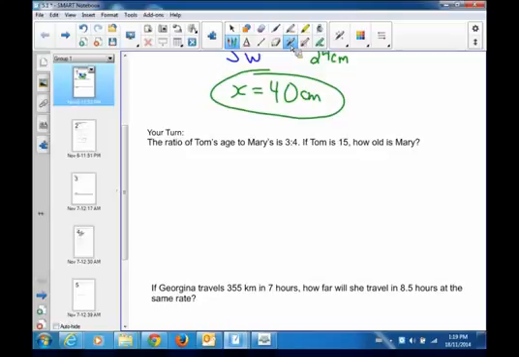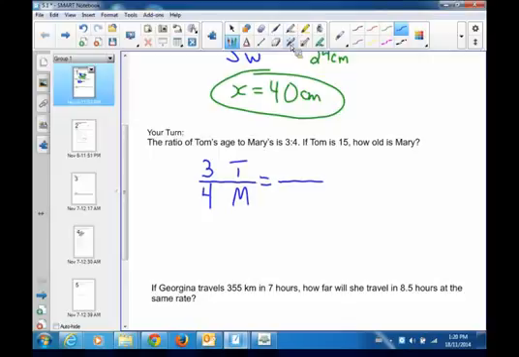Now, the ratio of Tom's age to Mary's. Tom to Mary is 3 to 4. To write a fraction, I'm saying 3 to 4. Put a letter T or an M. Which is the 3? Is that Tom or Mary? That's Tom. Tom to Mary. Now, how do we fill in the other side of this problem? If their ratio is 3, Tom's age, to 4, Mary's age, Tom is 15. How old is Mary?